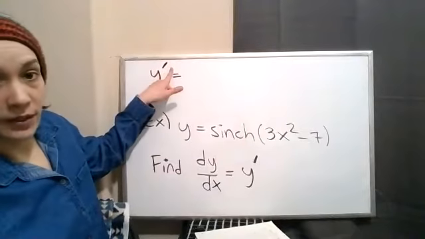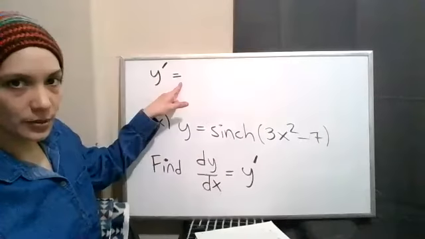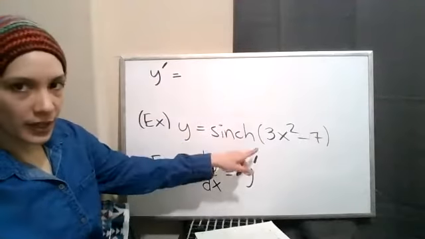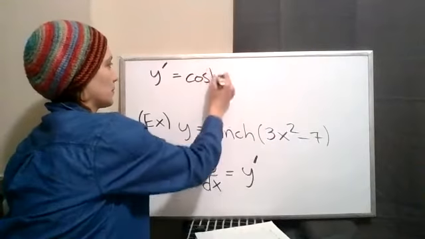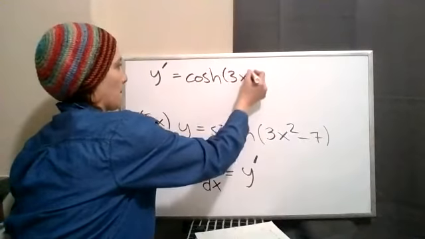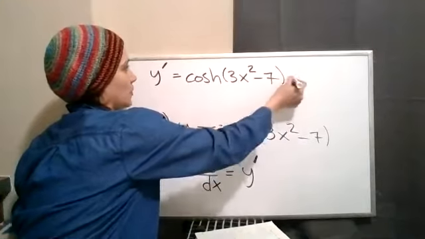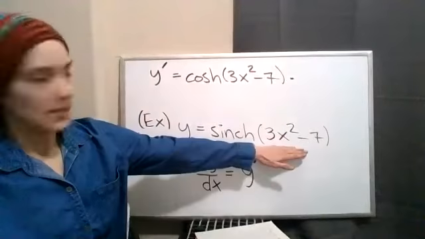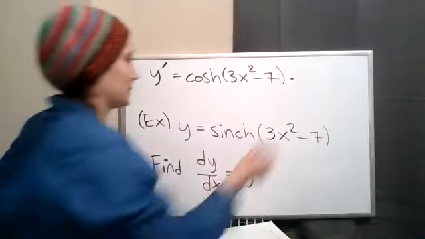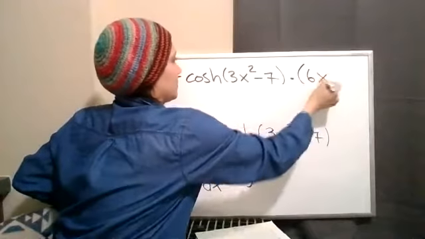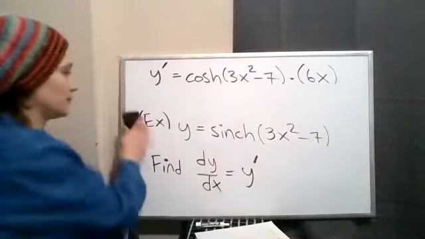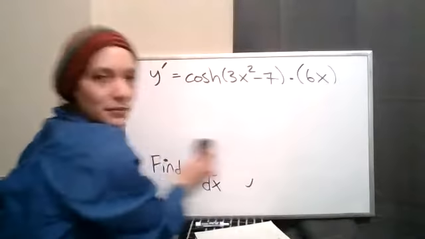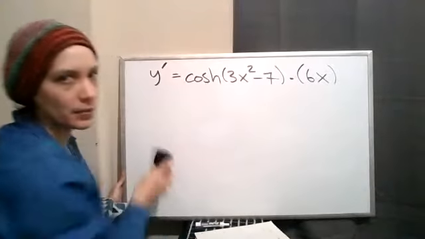Okay. So the derivative of y is equal to cosh of 3x squared minus 7. Okay, multiply by 6x. That's it. I mean, you could write the 6x in the front, but it's the same thing.